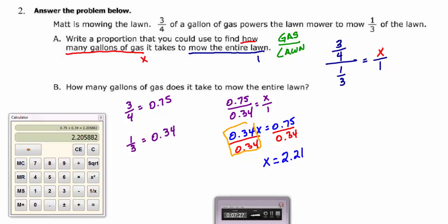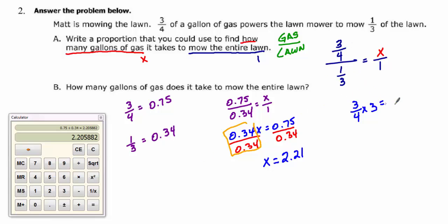2.21. Now, remember I said there was a second way of solving that? You might have looked at this and said, well, that's 1/3 of a lawn. What's 3/4 3 times? Because every third takes 3/4 of a gallon, so what's 3 groups of that? That becomes 2.25. So you'll notice again, we have answers that are slightly different. This is 2.21 gallons, and this is 2.25 gallons. All of that happens, and I would accept either one of those.